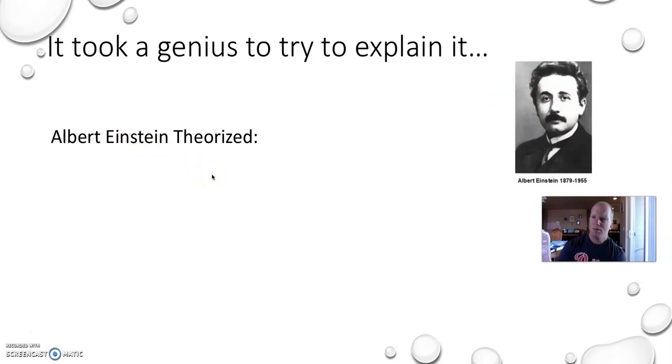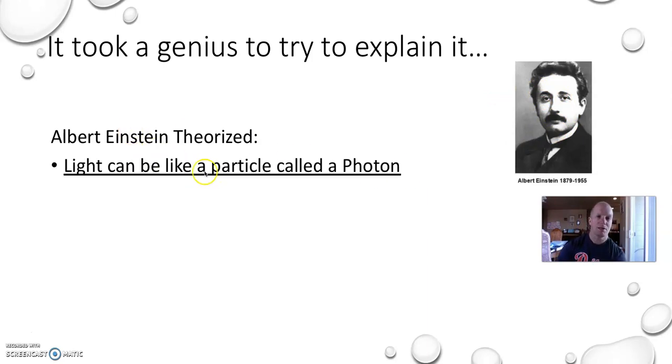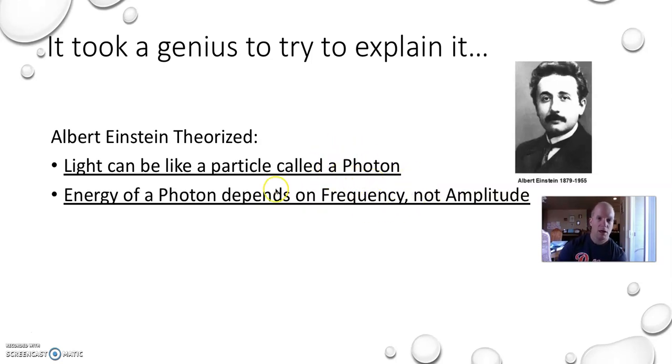Albert Einstein in about 1900 theorized that if light does that, then it can be like a particle. And he called those particles photons. So we call particles of light photons. The energy of a photon depends on the frequency, not the amplitude. And we know this because the energy of particles depends on frequency and not amplitude.